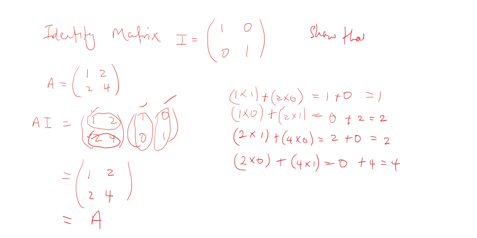They might ask you to show that AI is equal to A, right? Typical exam question. All you do, you multiply it and you show that they are equal, right? This rule is very important when we solve simultaneous equations using the matrix method. All right. So as you would realize, matrix, they're very easy. It just requires some practice. Okay.